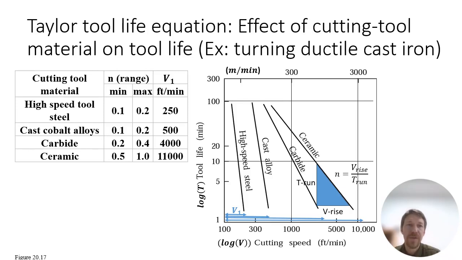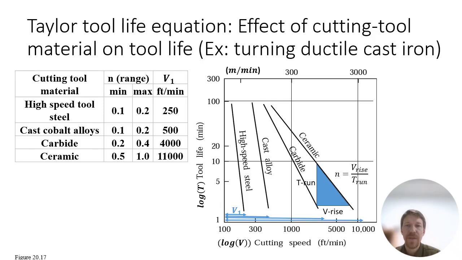And so we see a plot here for the Taylor tool life exponent n range and the V1 constant range for different materials being used to cut ductile cast iron. Now in this plot, grid marks have been added to show the decades. You see there the bottom of the plot starts with a tool life of 1 minute, and then it goes up to 10 minutes, and then it goes up to 100. So that's 2 decades, and the top of the plot is at 300, so that would be another half decade. On a log plot, 300 is about halfway between 100 and 1000.